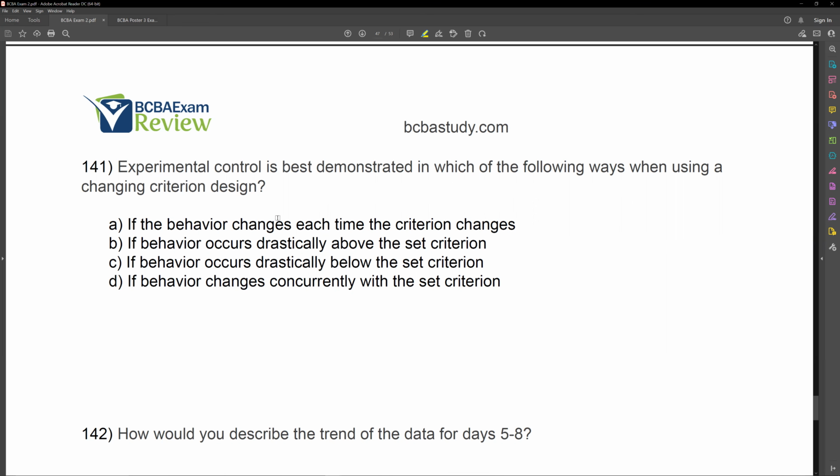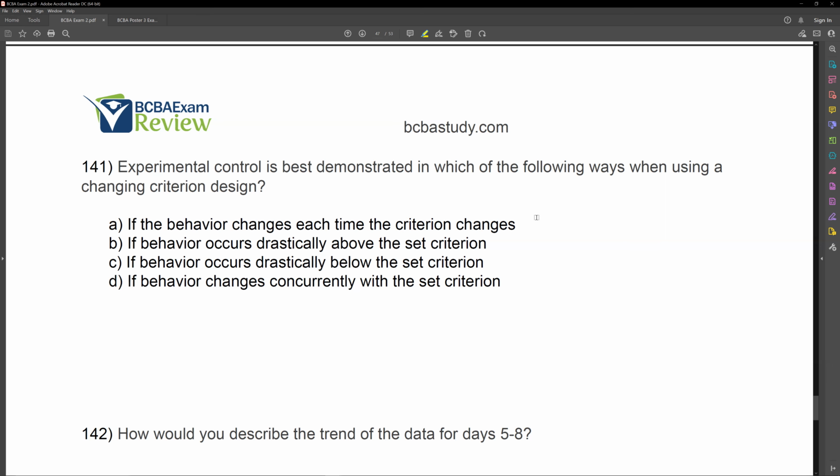If we want to demonstrate experimental control, what do we need to see? Well, we need to see that our behavior is going along with our criterion. If we're changing the criterion and the behavior is not changing with the criterion, we're not having experimental control. That's what we're looking for, okay? So A, if the behavior changes each time the criterion changes.